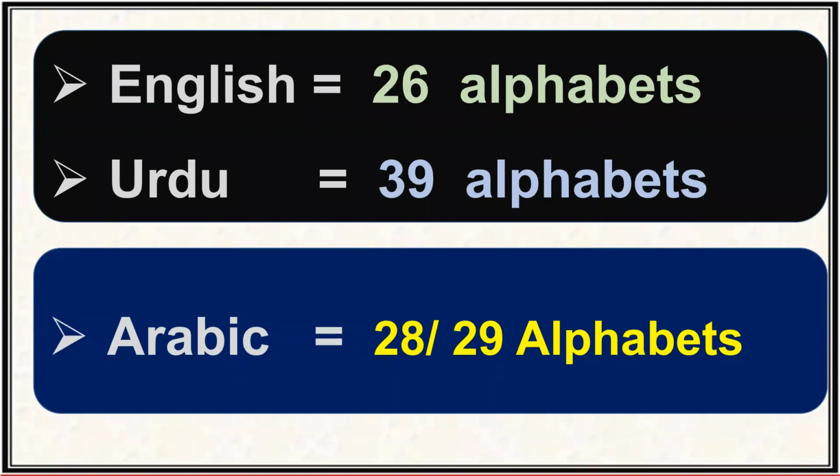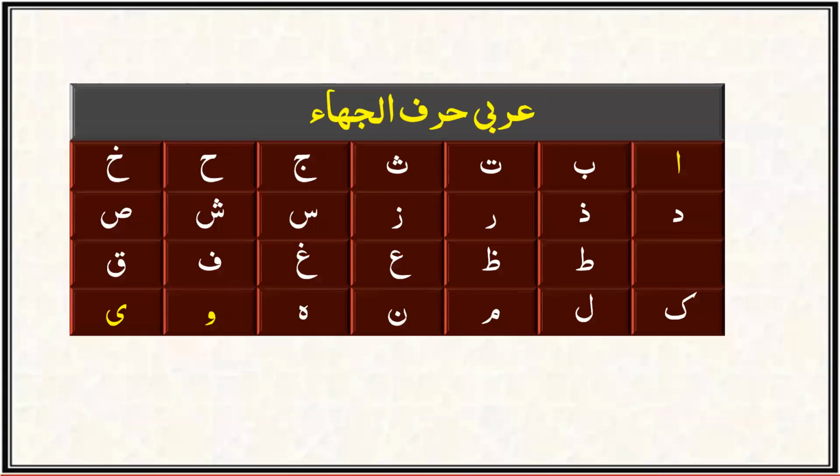The difference in counting is because some of the grammarians calculate Hamza and Alif as separate alphabets, and few count them as the same alphabet, so their counting of total Arabic alphabet is 28. We would take it as 28 Arabic alphabets for this course. Now, these are the Arabic alphabets. It's very easy to memorize them. There are 4 rows and 7 columns. If you multiply 4 with 7, it would make total figure 28. So there are 28 Arabic alphabets.